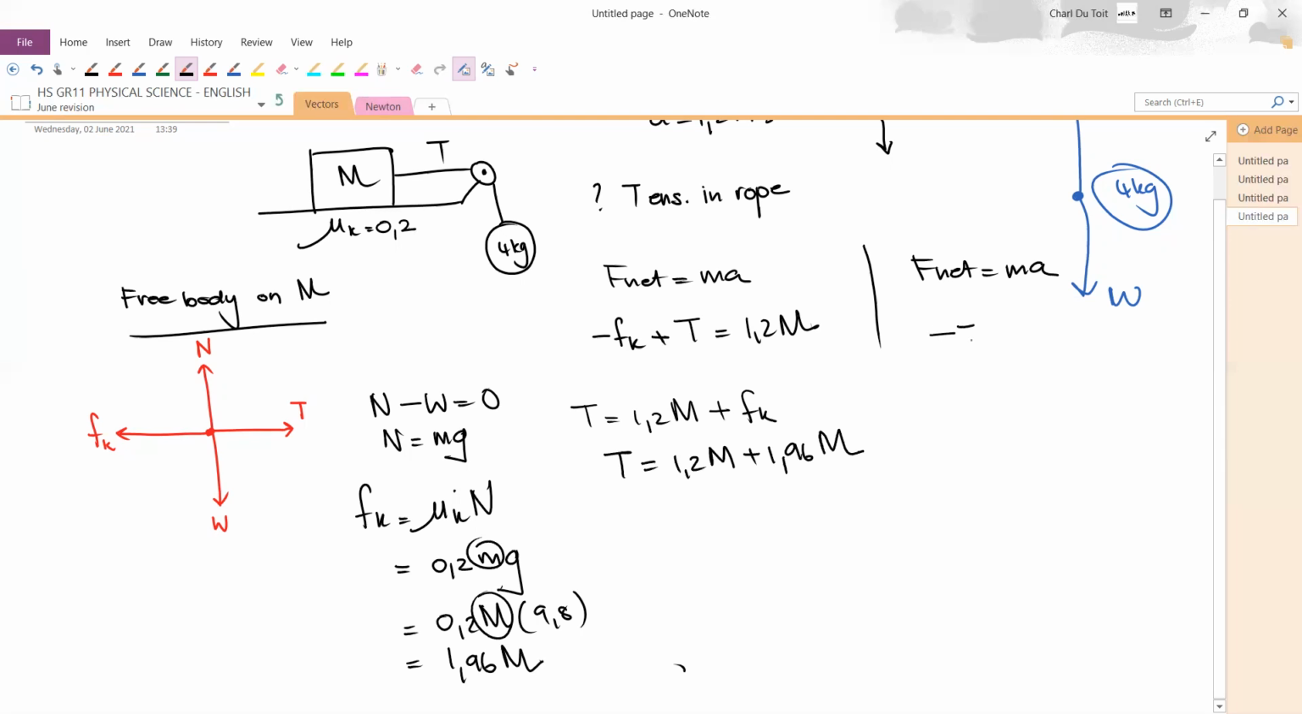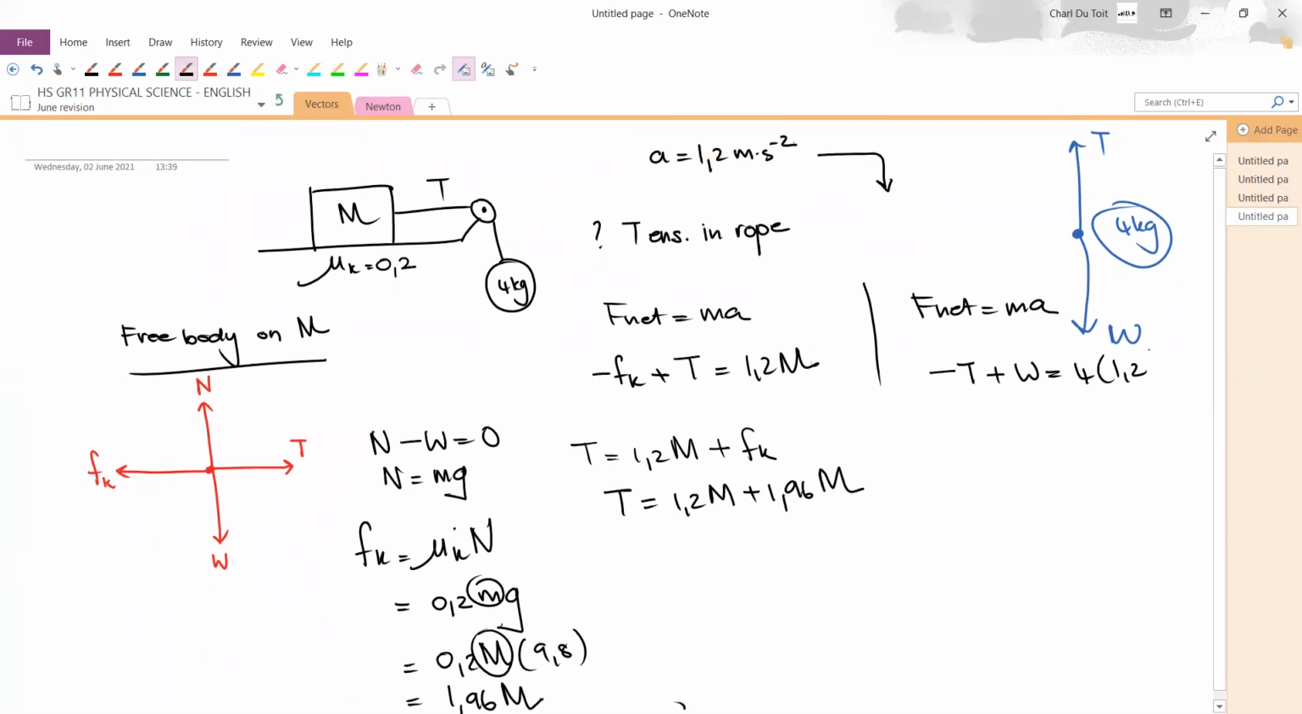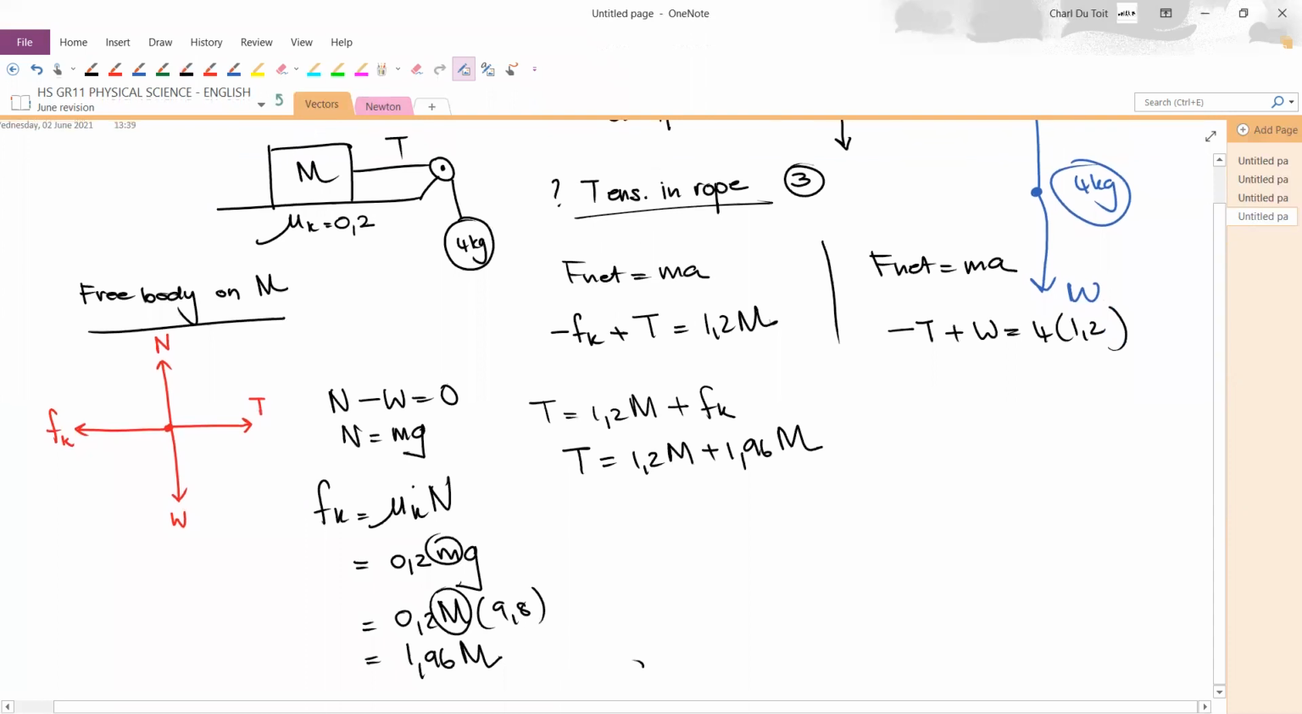Negative tension plus weight equals 4 times 1.2, since we have the weight. We're going to find out that this was probably 3 marks and we're overkilling it now. It's fine. We're trying to make the tension the subject. So tension is going to equal 4 times 9.8 minus 4 times 1.2. Is that correct? Yes, sir.